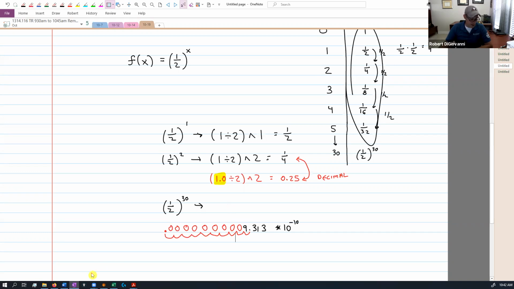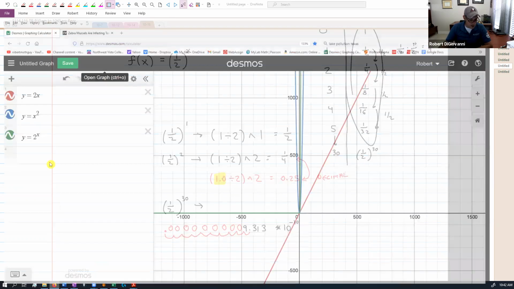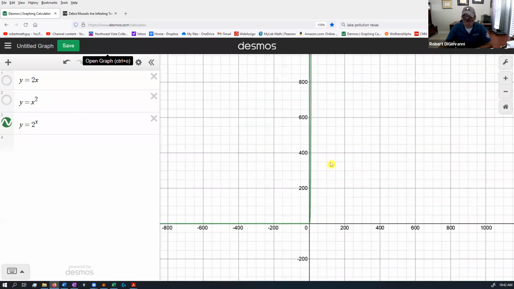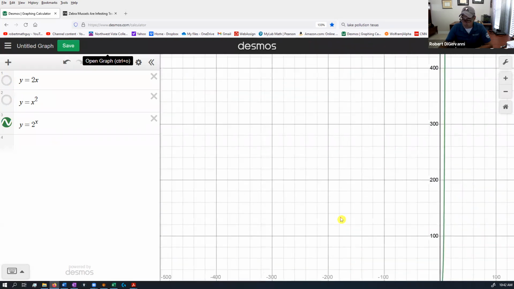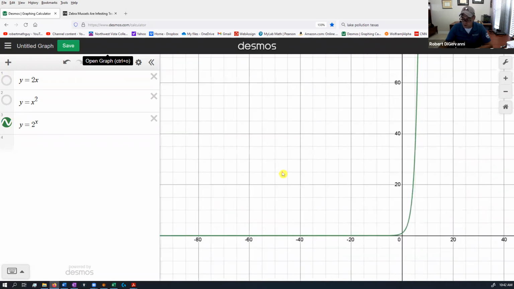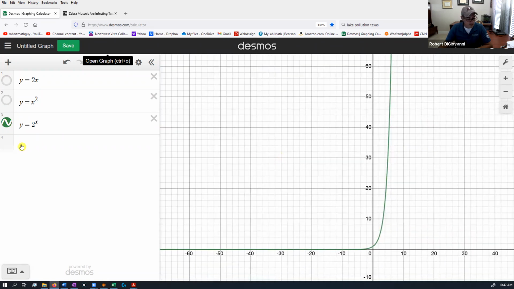So let's look at the graph of this. I'm curious to know what the graph of this looks like. I'm going to take the line out of here. I'm going to take the parabola. Here was the good old exponential function 2 to the x. This is what 2 to the x looks like. Let me graph 1/2 to the x.